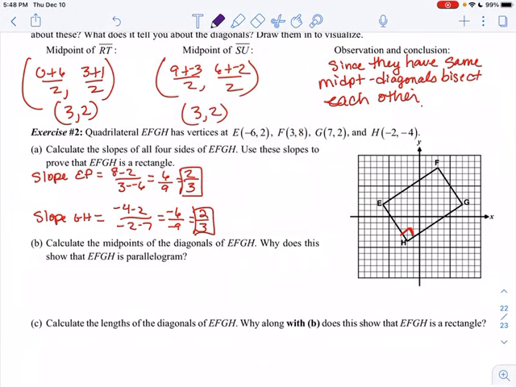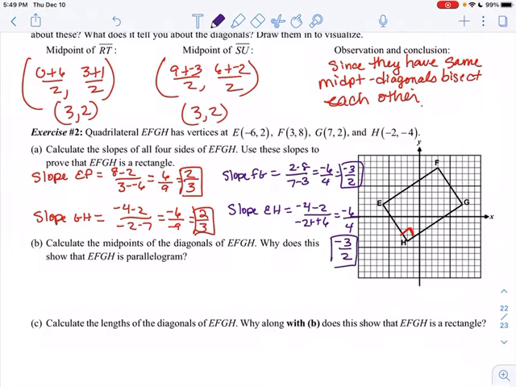And maybe I'll switch colors up here. And then I'm going to find the slope of the left side and the right side. So I'm going to find the slope of FG. So make sure you're doing FG. 2 minus 8, 7 minus 3. So that's negative 6 over 4, which is negative 3/2. That's the right side. And then I'm going to find the slope of EH, which is the left side. Negative 4 minus 2. Negative 2 minus negative 6, so that becomes a plus positive, which is negative 6 over 4, which is negative 3/2.